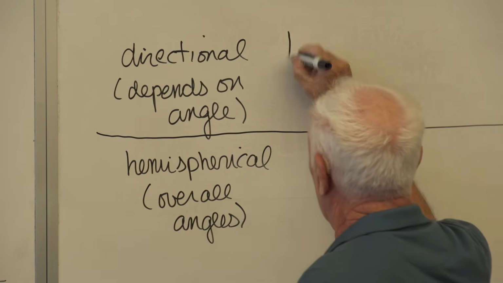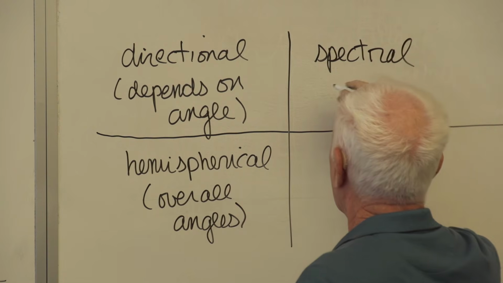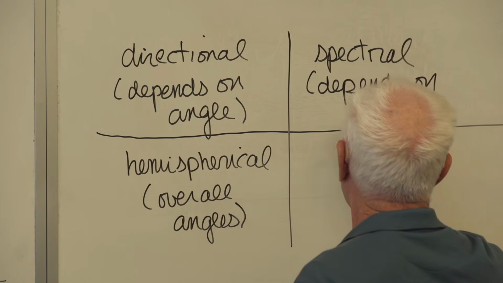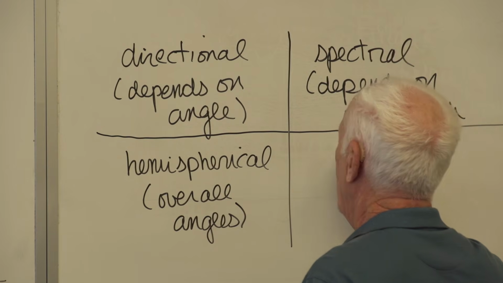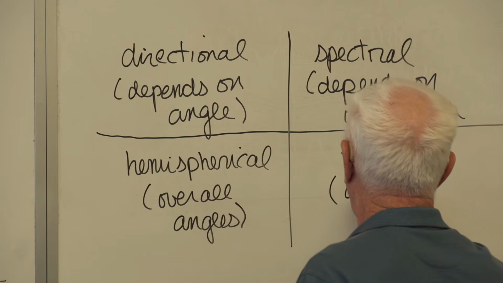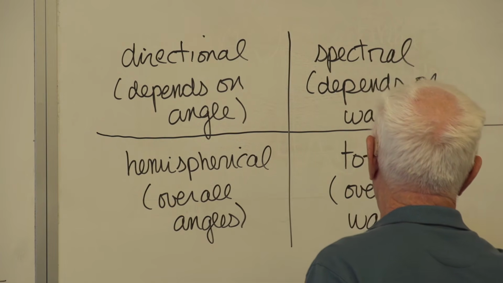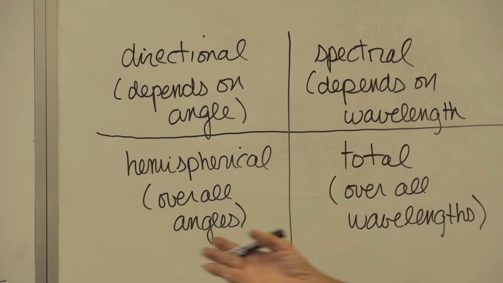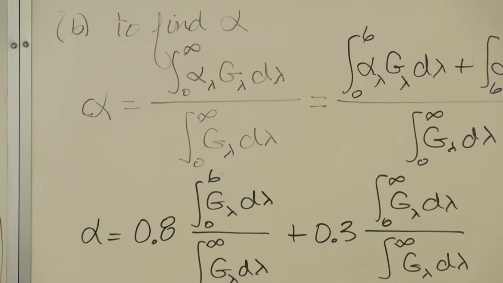Then you've got spectral. Depends on wavelength. And then you've got total. Over all wavelengths. Integrate over all wavelengths. We did that right here. Integrate over all wavelengths, 0 to infinity. Okay. That means total.